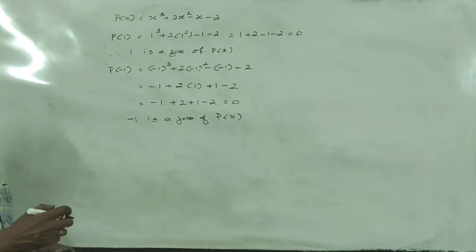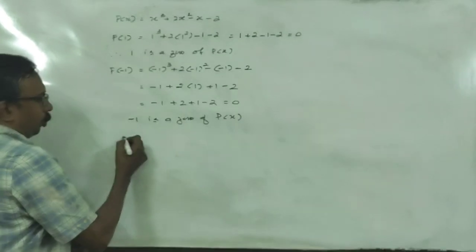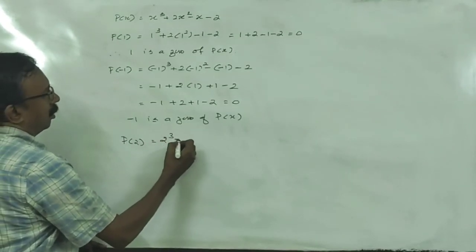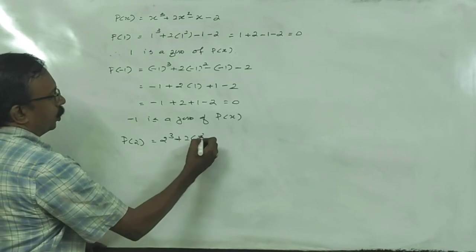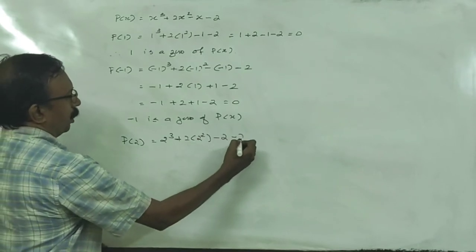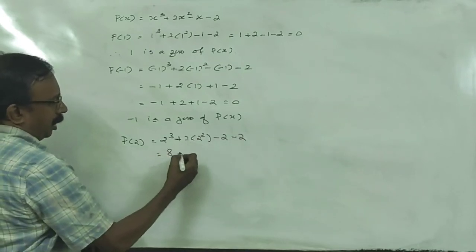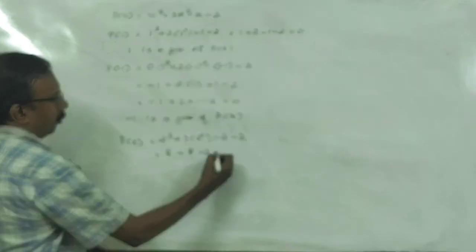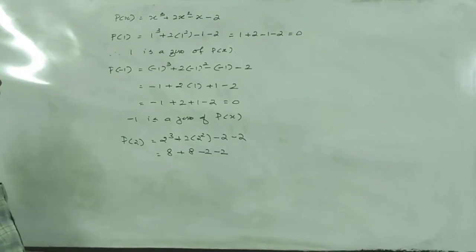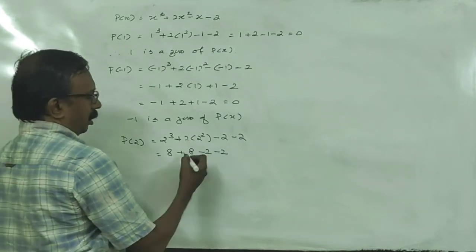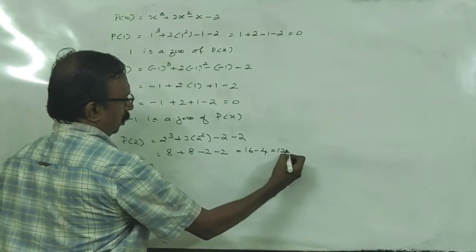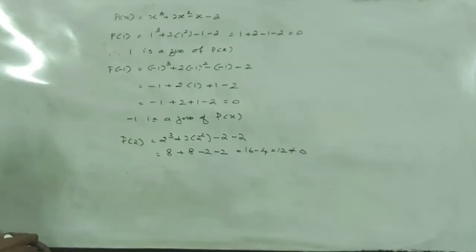Now let me check x is equal to 2, p of 2. 2 cube plus 2 into 2 square minus 2 minus 2. 2 cube is 8 plus 8 minus 2 minus 2. That is 16 minus 4, 12, which is not equal to 0.